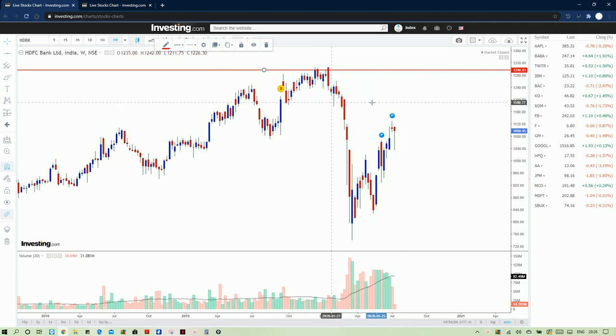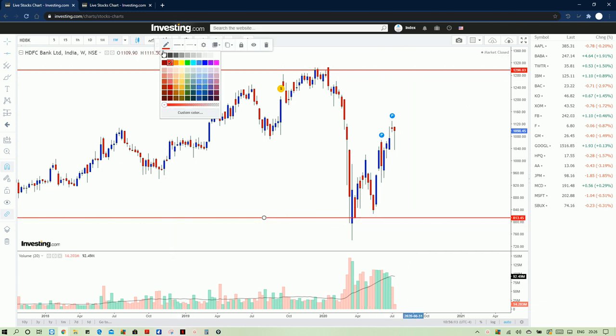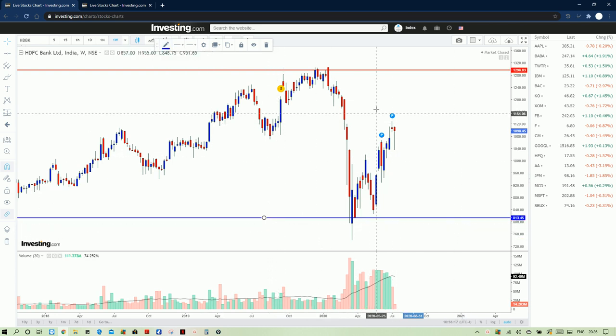So now we need to draw the support here. Support is nothing but the red candle closing. So we need to take the red candle closing somewhere here. So we will change the color to blue. So this is the support point from where the reversal happened, and this is the resistance point from where the reversal happened. So we have drawn the support and resistance. Now it is moving inside it.